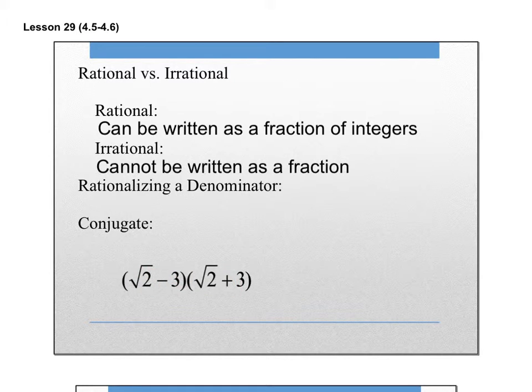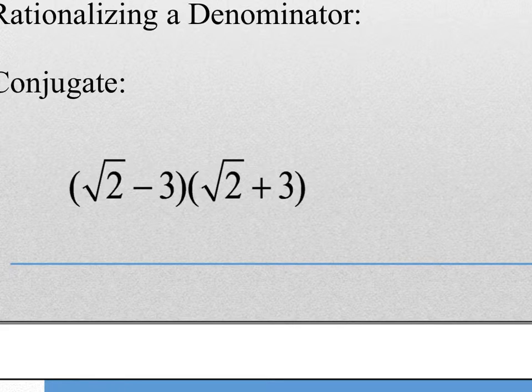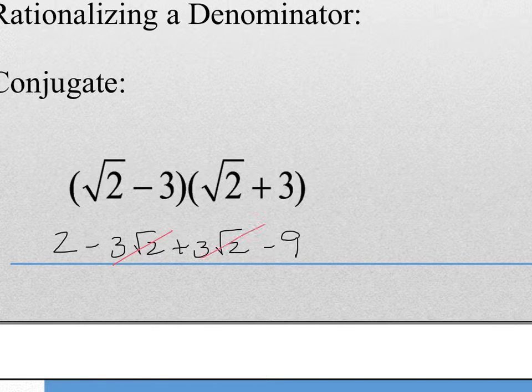So let's work through this one. What we have here is square root of 2 minus 3, square root of 2 plus 3. They are conjugates of each other. And what happens when you FOIL these is square root of 2 times square root of 2 is 2. And then you FOIL it, and this looks like a difference of squares. That's because it is. The 3 square root 2's cancel. They have to be a 0. And this ends up being equal to negative 7. So let's put this one into practice.